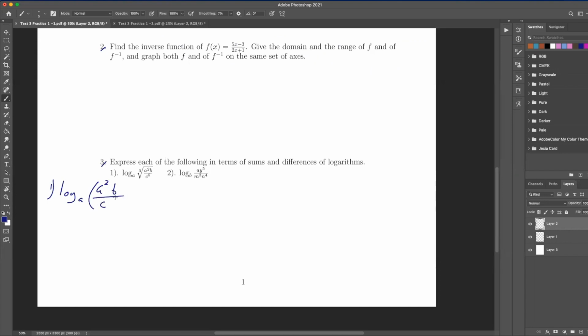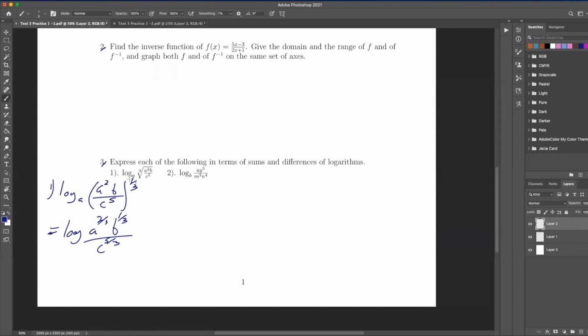b over c to the 5th, to the 1/3 power, right? That's what the cubic root means. And let's go ahead and move the exponent into the cubic root. So it'll be the log of a to the 2/3 plus, or times, b to the 1/3 times c to the 5/3. Okay, does everyone see where I get these?